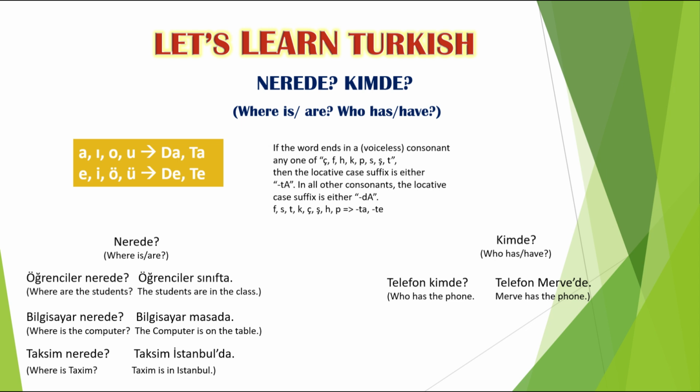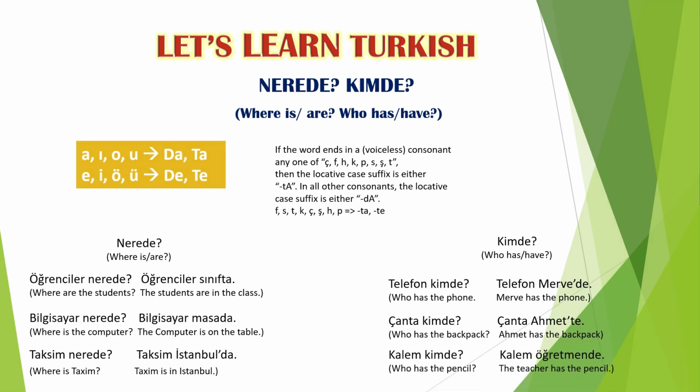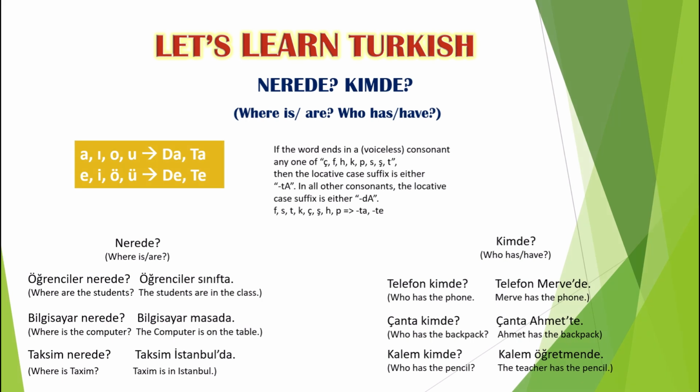Merve finishes with the vowel e. So it's going to take the locative case suffix de and it becomes Merve'de. Çanta kimde? Çanta Ahmet'te. Kalem kimde? Kalem öğretmende. So the last syllable of öğretmen contains the vowel e. So it's going to take the locative case suffix de and it becomes öğretmende.